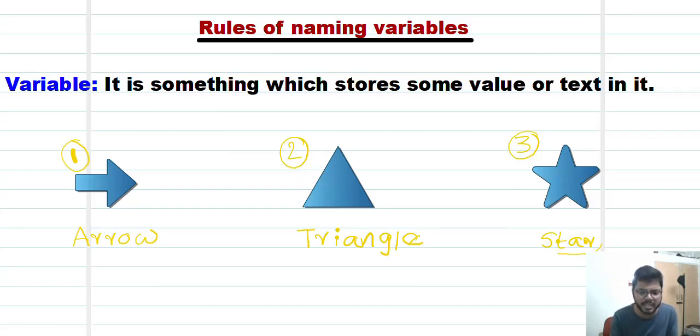Suppose in the case of a triangle, it is a three-sided shape. So for the triangle, it is storing some knowledge: it has three sides, and the sum of its angles is equal to 180. So a variable is something which stores some value or text in it. Now we will see examples in detail regarding Python.